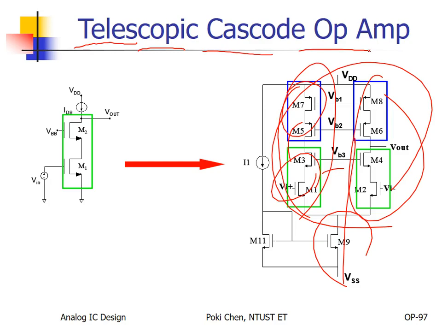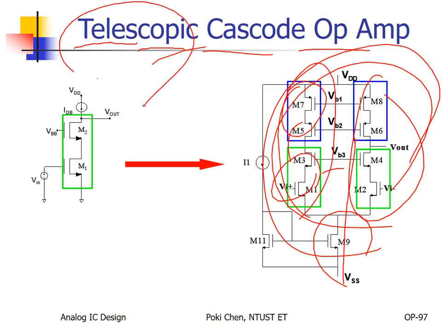Okay. Last week, I showed you the birth of the differential amplifier, almost the most important building block for analog IC design, right? But the gain is not so good. To enhance the gain, now I show you how to create such a very high gain op-amp, the telescopic cascode.